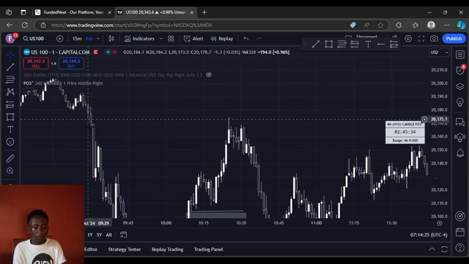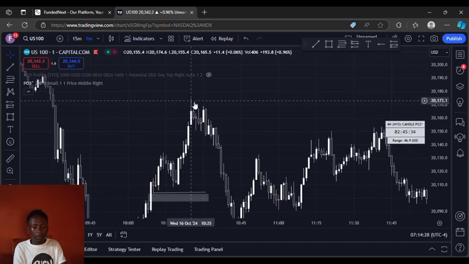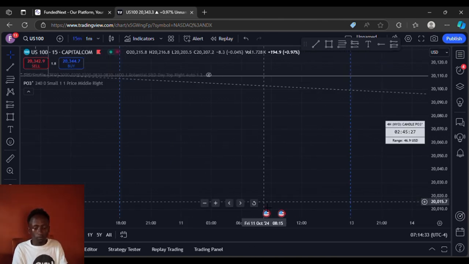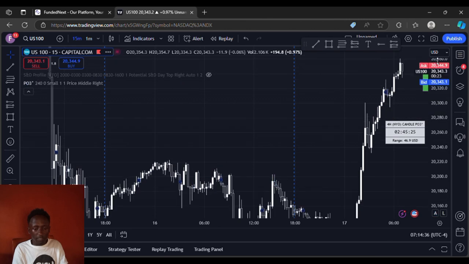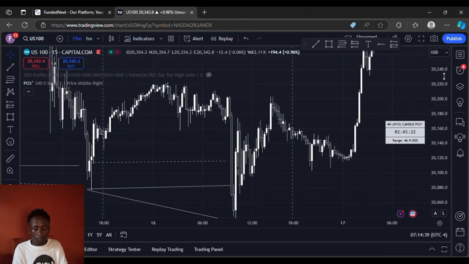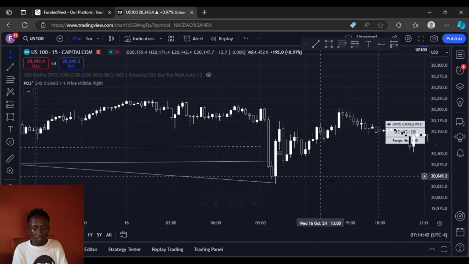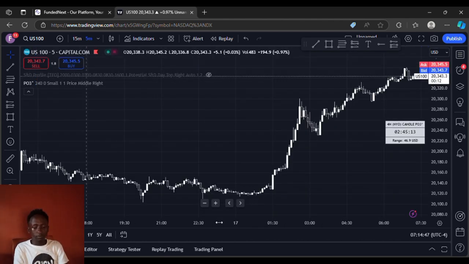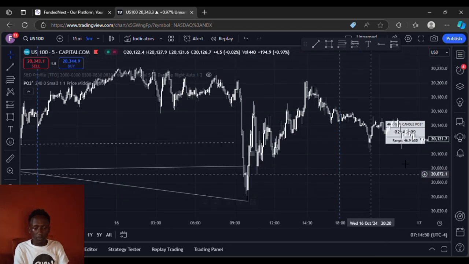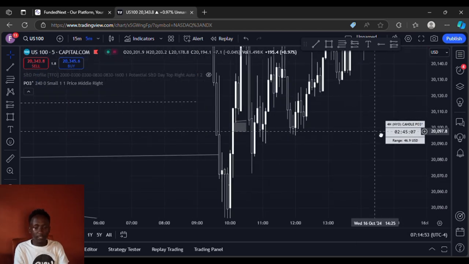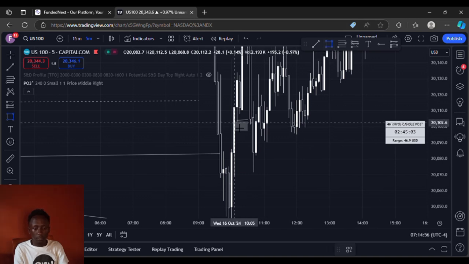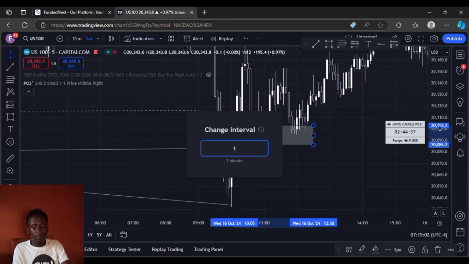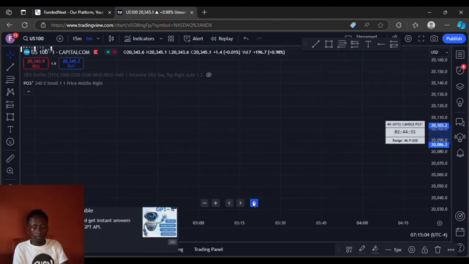After reaching this area, there was a 15-minute imbalance over here. Price came up, rejected lower, and displaced higher, forming a bullish imbalance, which is this on the 15-minute, which can also be seen on the 5-minute chart. This is where I was looking to take an entry, where price aligned with that 5-minute imbalance.